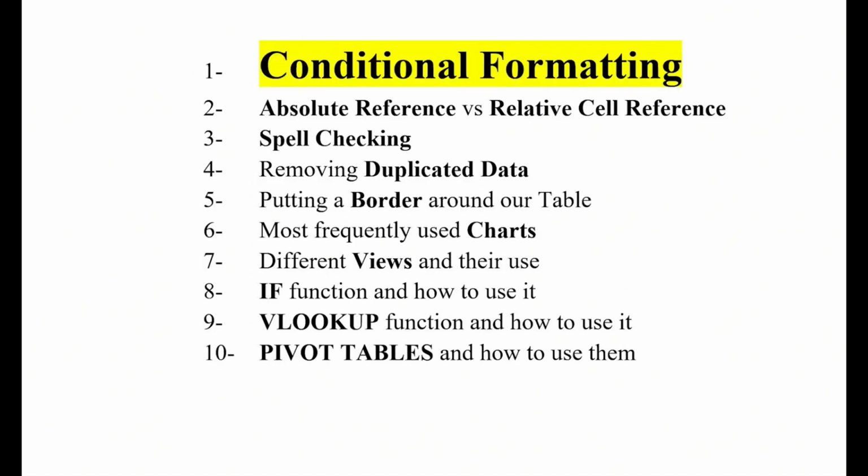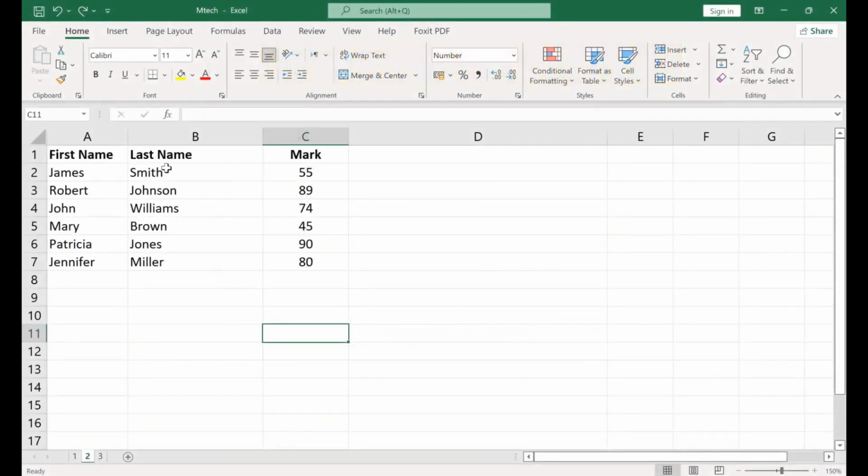1. Conditional formatting. Conditional formatting can be used to highlight cells based on your rules. You can find it in the Home tab, inside the Style section.